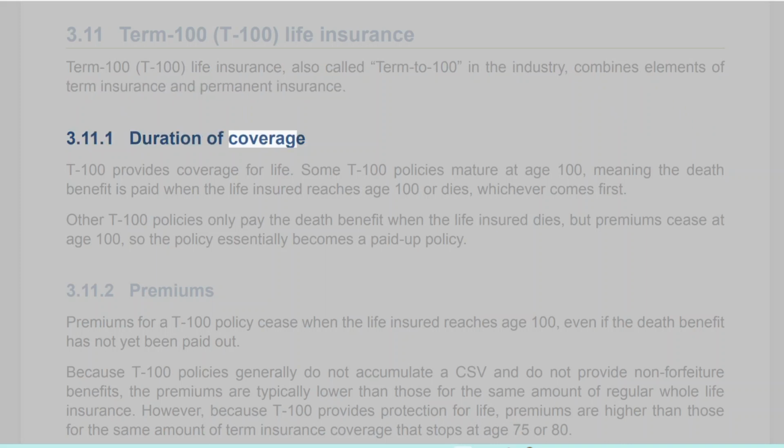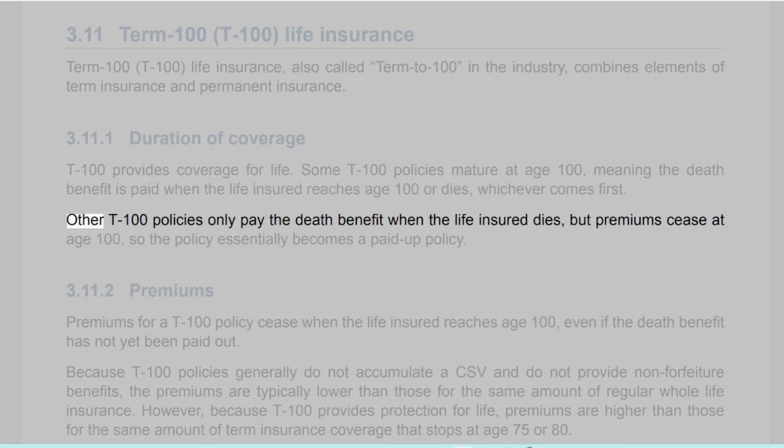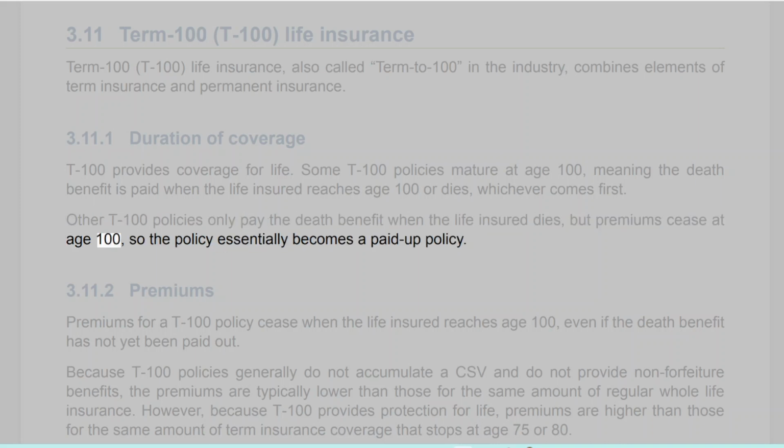3.11.1 Duration of coverage. T100 provides coverage for life. Some T100 policies mature at age 100, meaning the death benefit is paid when the life insured reaches age 100 or dies, whichever comes first. Other T100 policies only pay the death benefit when the life insured dies, but premiums cease at age 100, so the policy essentially becomes a paid-up policy.